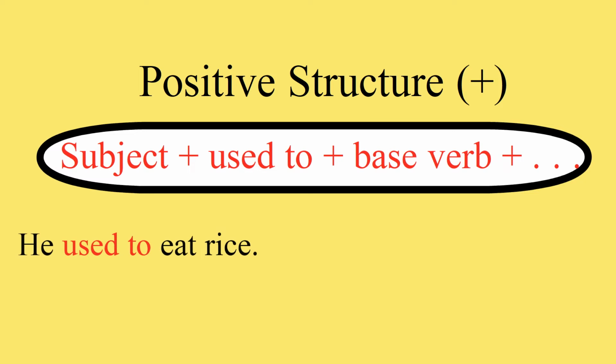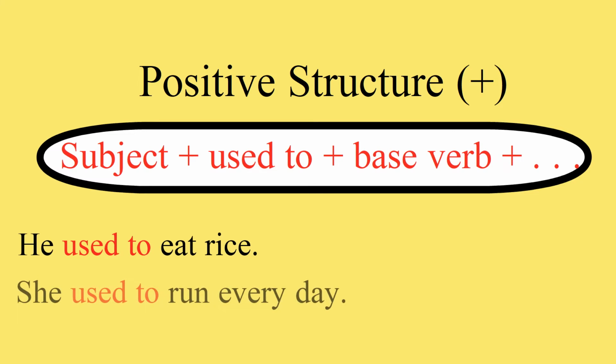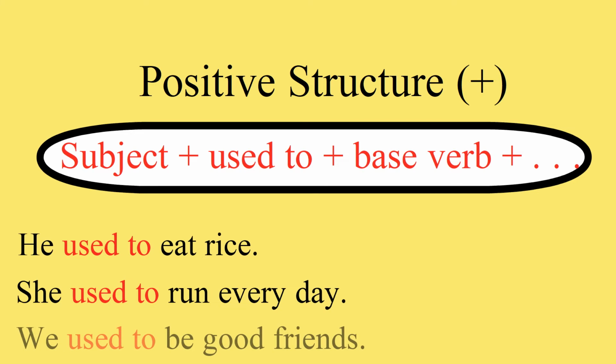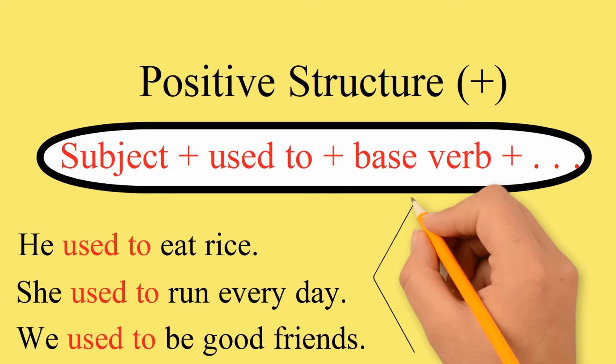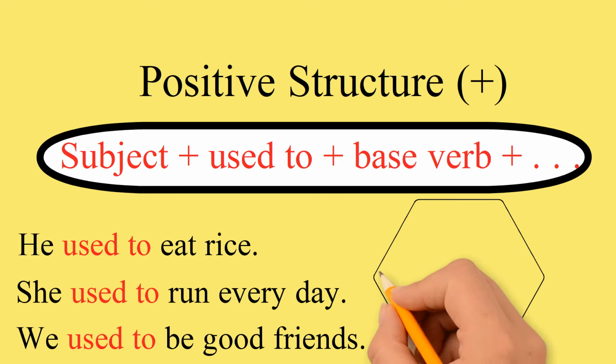She used to run every day. That means that she ran regularly in the past, but doesn't run anymore. We used to be good friends. That means that we were good friends in the past, but we are not good friends now. Keep in mind that we never change the base verb that comes after used to.